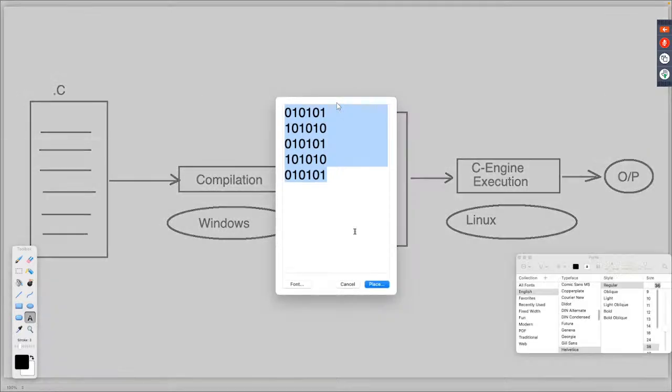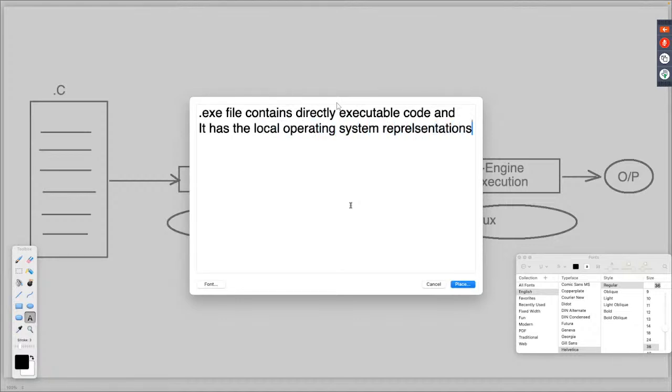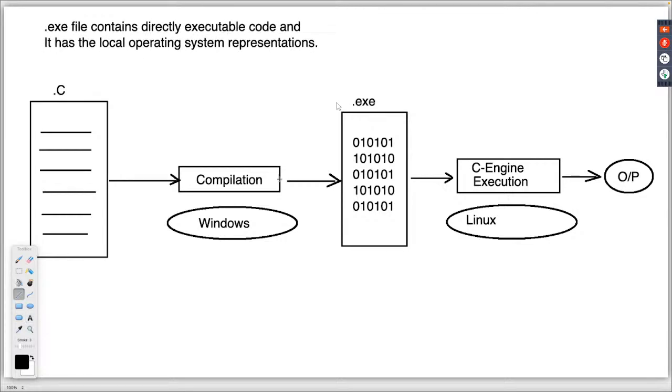Now I'm going to write some information about the .exe file. All of you observe carefully. The .exe file contains directly executable code, and it has the local operating system representations. What representations do we have there? Local operating system representations. This is exactly the meaning of the .exe file.